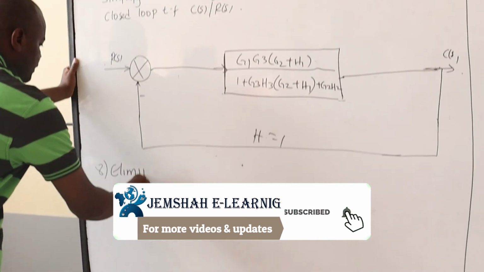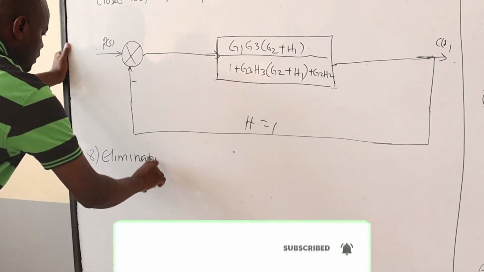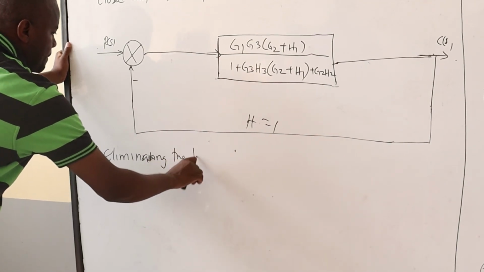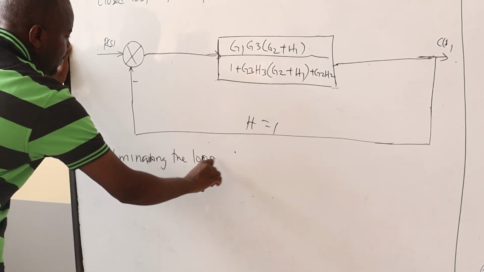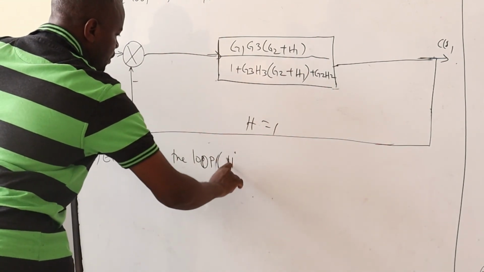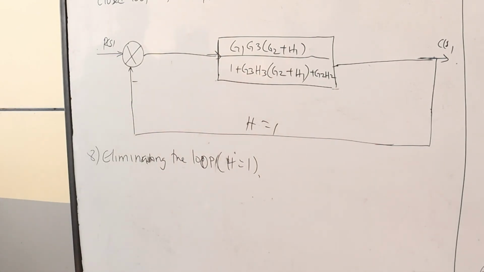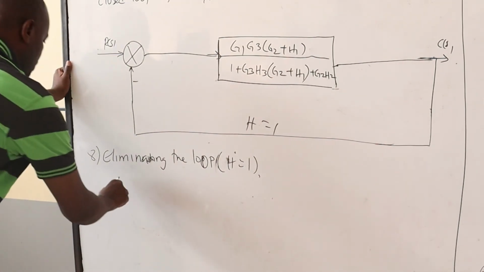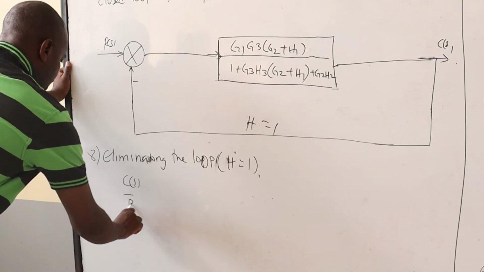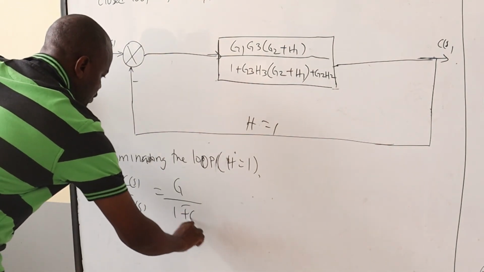Eliminating the loop with H equal to 1. Then from here, using the rule, we can say C of S over R of S is equal to G over 1 plus GH.